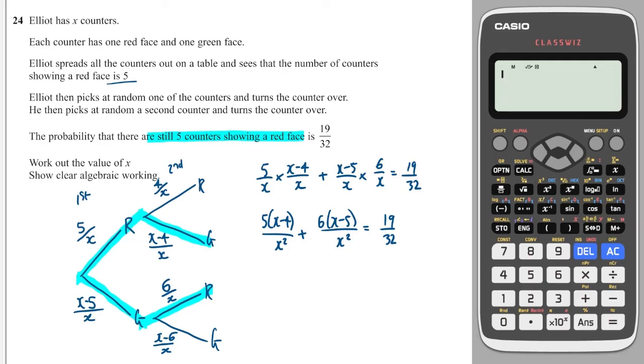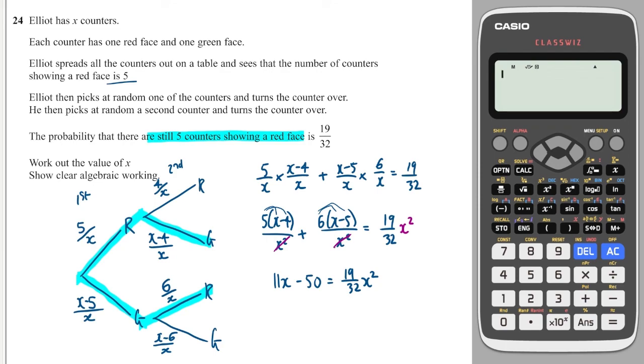I can multiply each term by x squared, which will cancel the x squared, and make an x squared up here. I can then multiply out these brackets. I will get a 5x minus 20, and I will get a 6x minus 30. So in total I've got 5x and 6x, which makes 11x. And I have minus 20 and minus 30, which is minus 50. And that's equal to 19 over 32x squared.